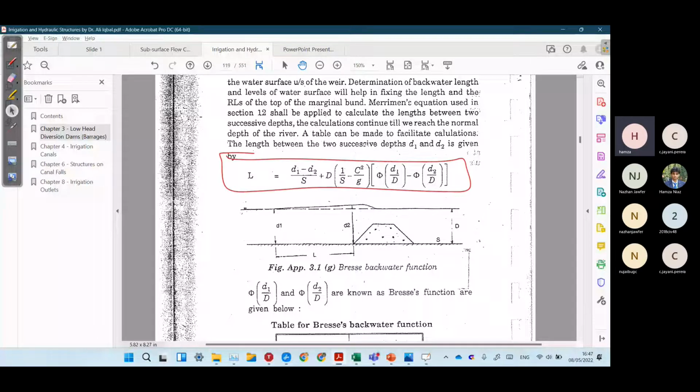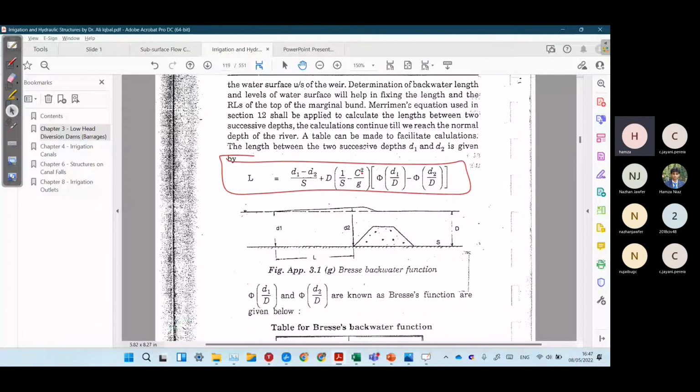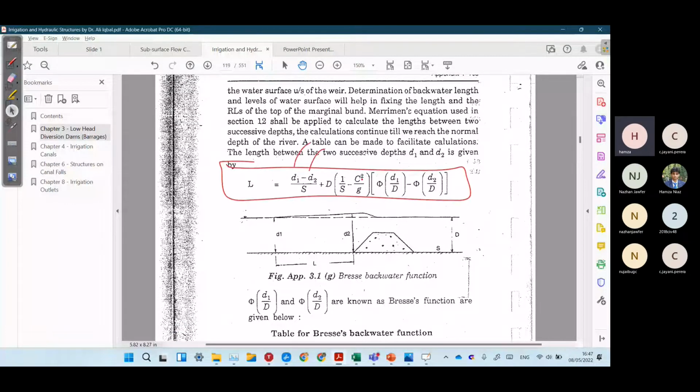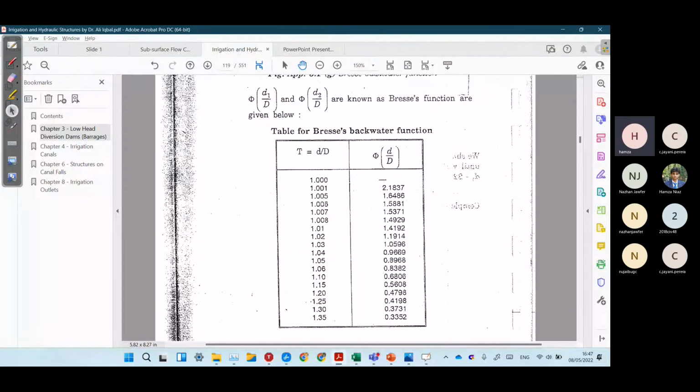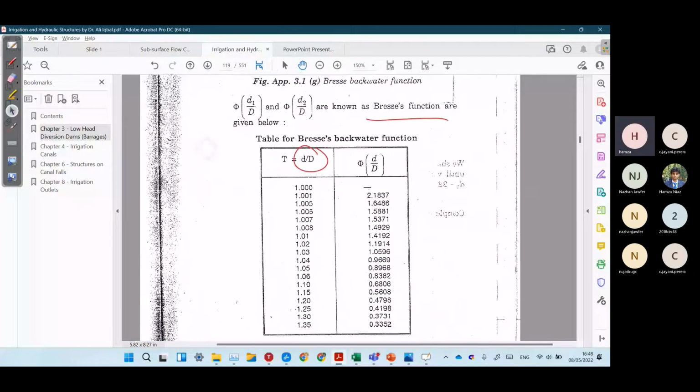So in this portion, we have these formulas: D1, D2, S, D, and C. What are D1 and D2? We get to this in a minute. S is the slope of the river, and C is the Chezy's coefficient. G is the gravitational acceleration. Phi of D1 over D and phi of D2 over D are functions. We can get these values from this table. These are basis functions.